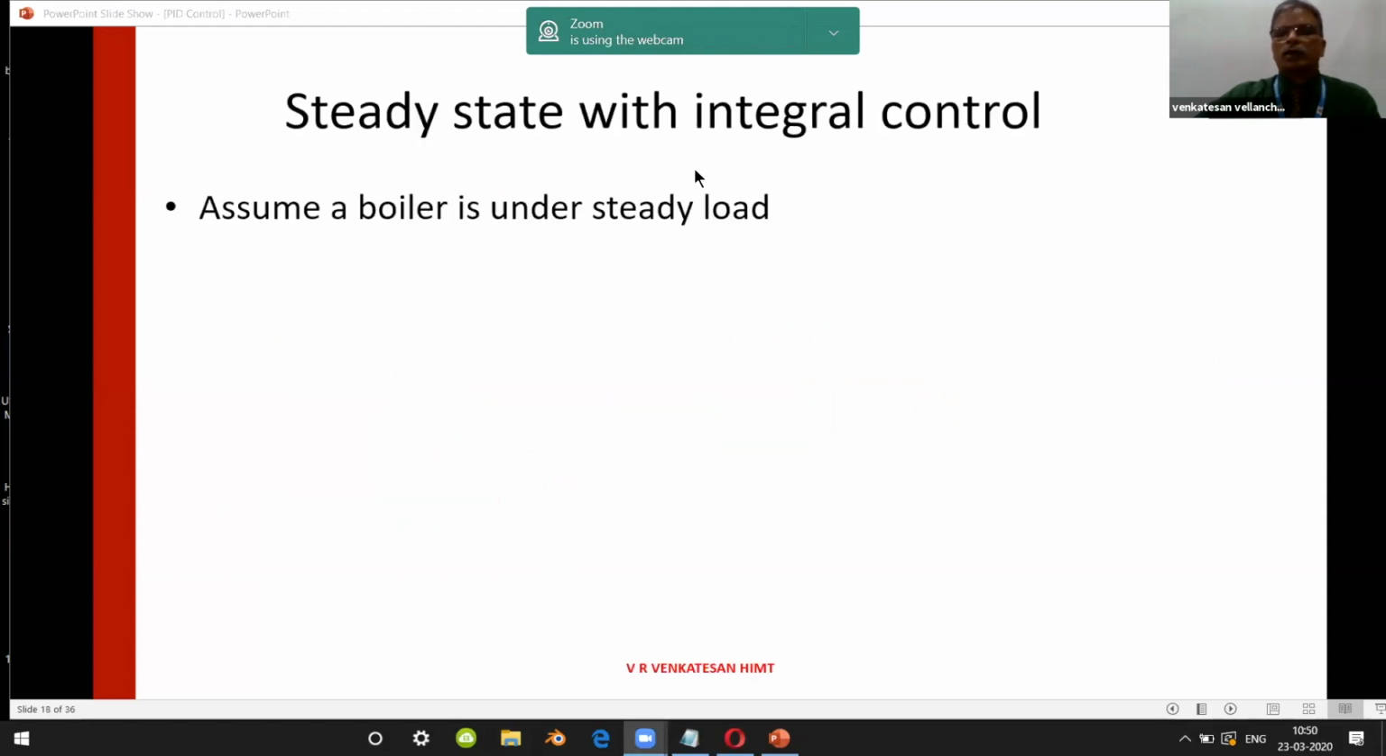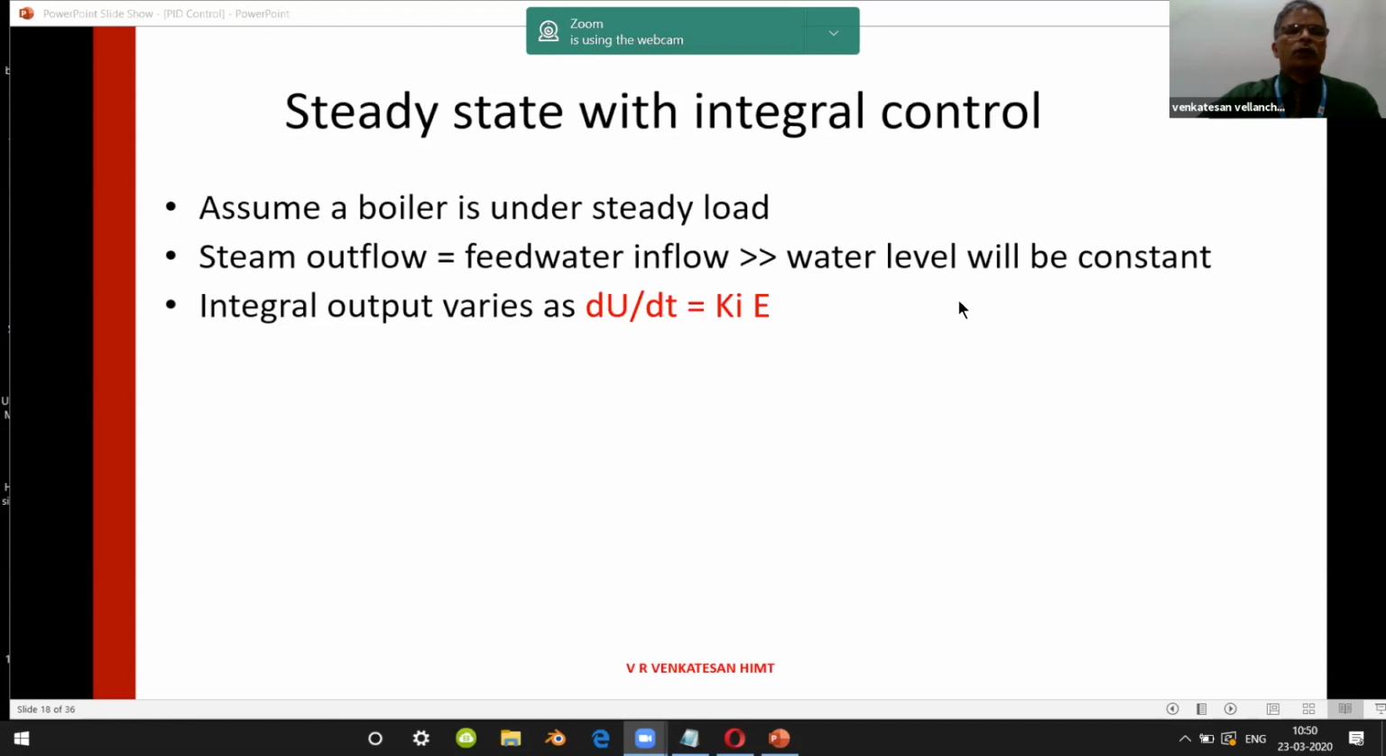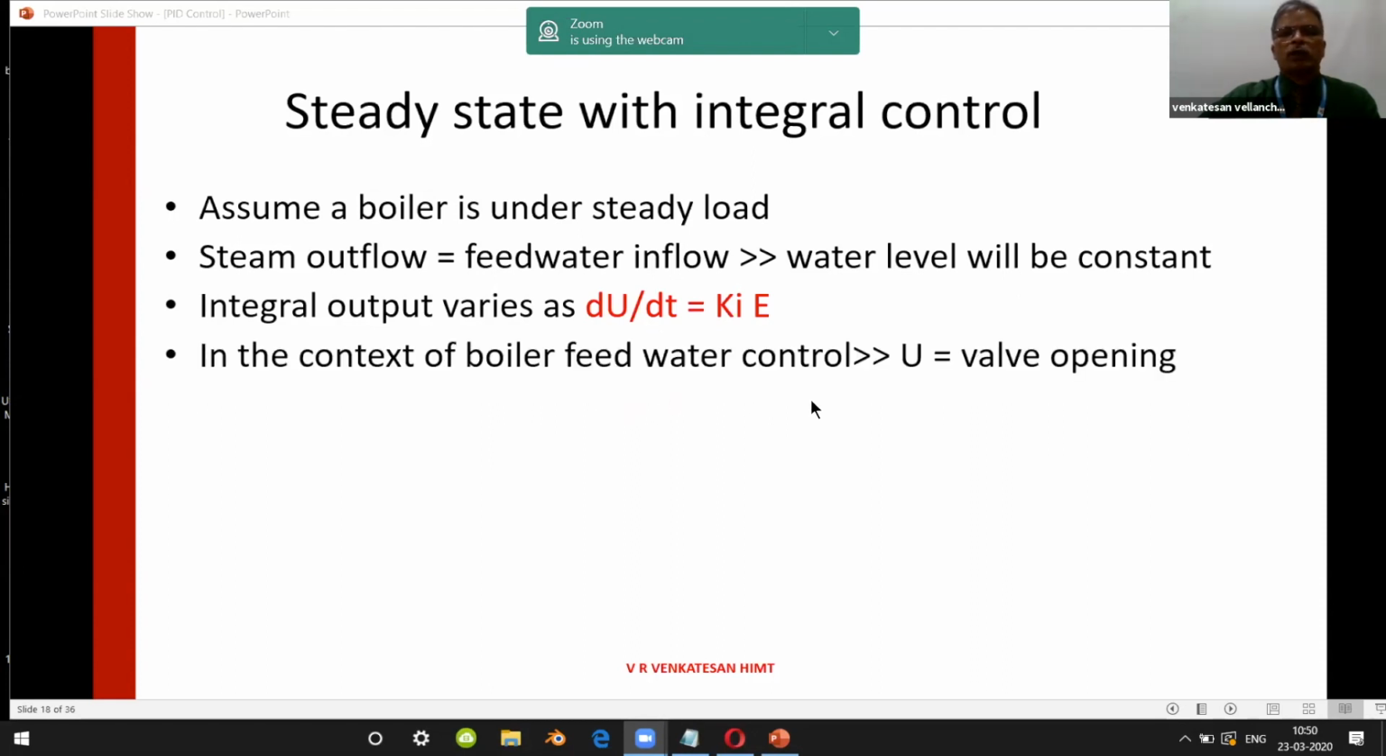Now, what happens in steady state condition? Imagine the boiler is under steady load, which means steam flowing out will be equal to the water coming in, and the water level will be constant. The formula for integral output is rate of change of output equals Ki into E. And in the case of boiler water feed control, output is the opening of the valve. Feed valve opening is output.